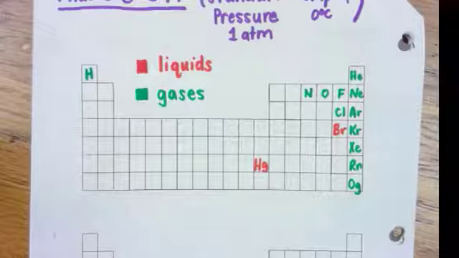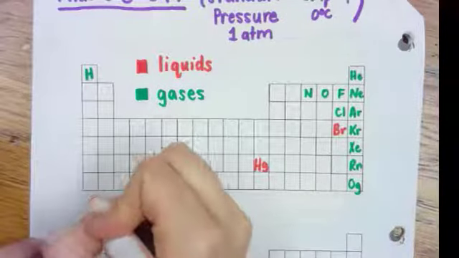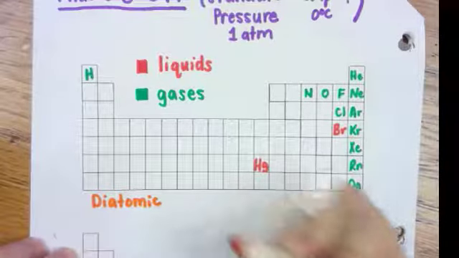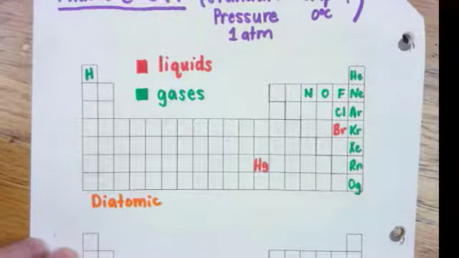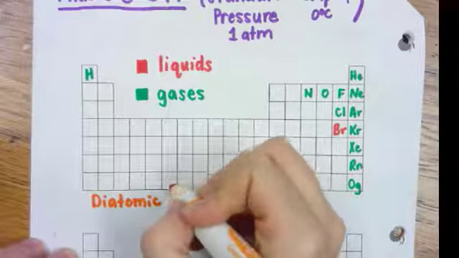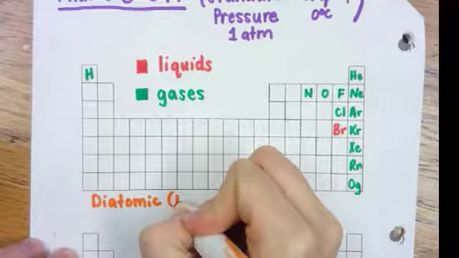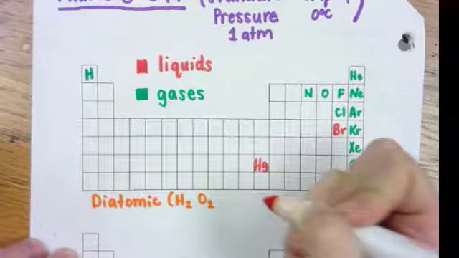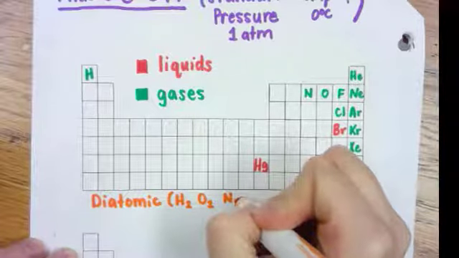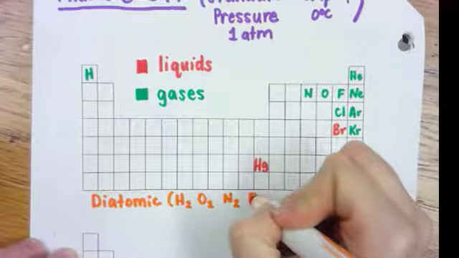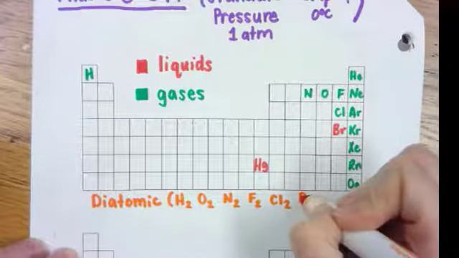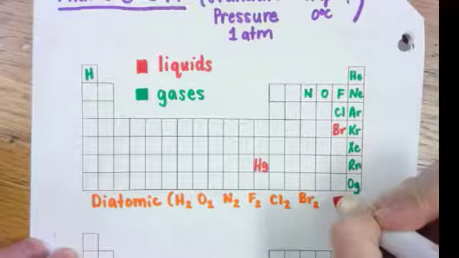Last, let's remember which elements are diatomic. Remember that diatomic means that instead of being found as single atoms in nature, they are found as pairs of atoms. The elements that are found as pairs of atoms include hydrogen, oxygen, nitrogen, fluorine, chlorine, bromine, and iodine.